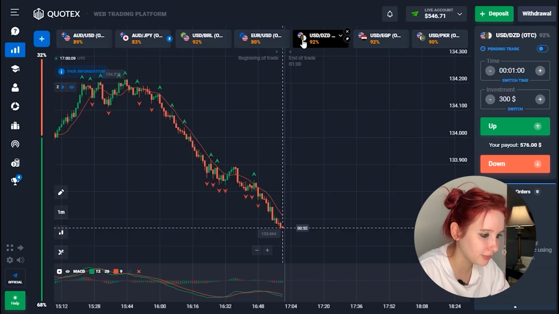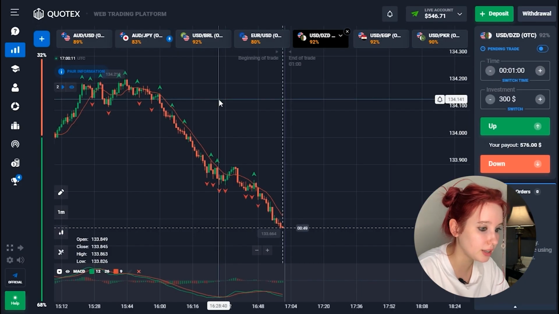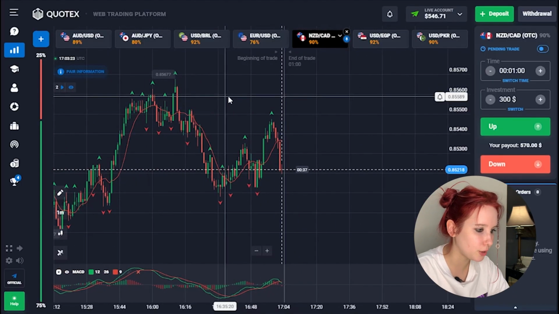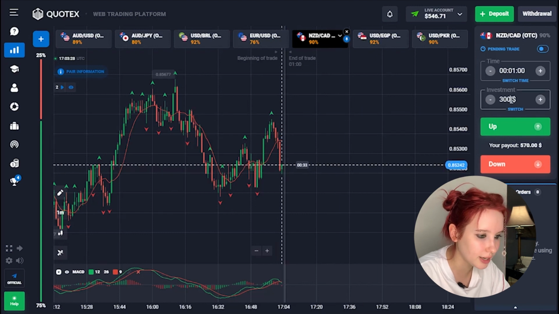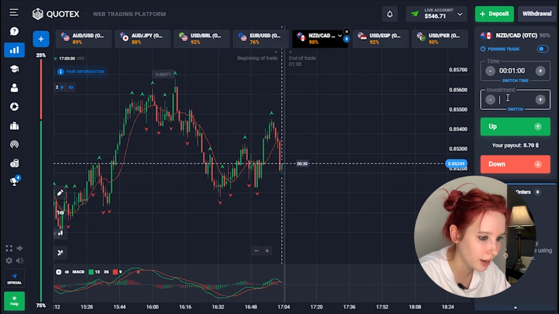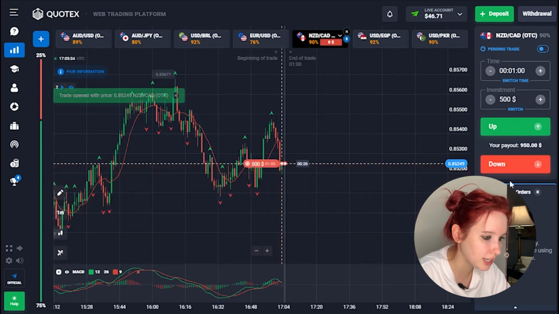So let's move on to the next currency pair. There's a downtrend here and I don't see any entry points. Let's replace this currency pair. Let it be New Zealand dollar and Canadian dollar. It has a good payout percentage, and as we see again, all our indicators point to a decline. Let's not waste our time and open a trade down.